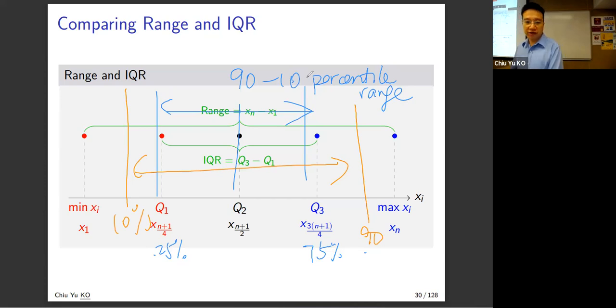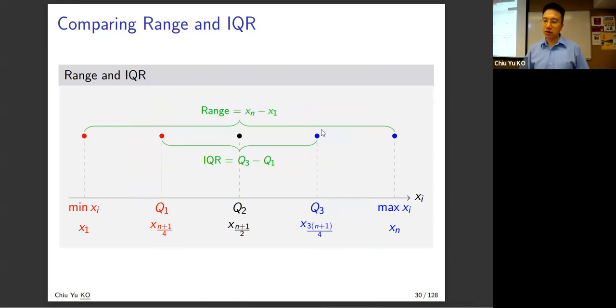So interquartile range is 75 to 25, but the 90 and 10% is like 90 to 10. But that is the same as you truncate the top 10% and bottom 10% from the data, right? You take it out from the data and then you just do the range. Anyway, I just mentioned it because sometimes you see it.